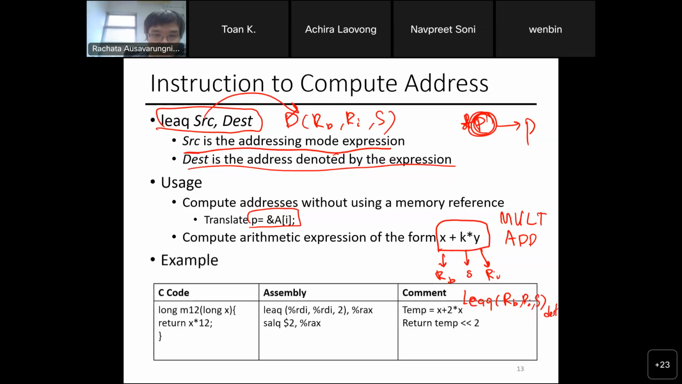For example, I want to multiply by 12. What is 12? x multiplied by 12 is basically 4 multiplied by 3x, right? Are we all with me so far? x multiplied by 12 is 4 multiplied by 3x.